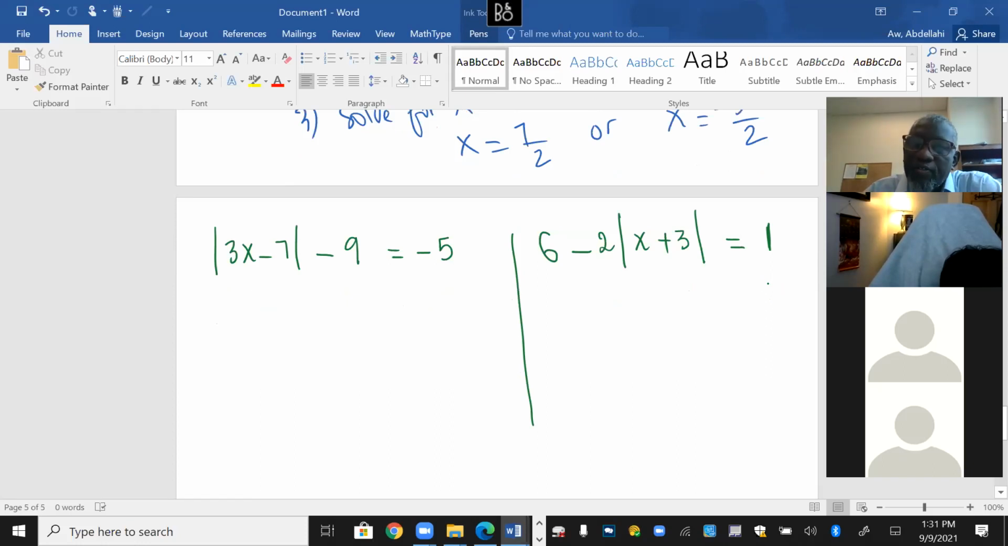You see, look at how I laid down the second one, right? I did it intentionally, because I want to bring your attention to the priority of operations. Look at the second one: it's 6 minus 2 times absolute value, etc., etc.